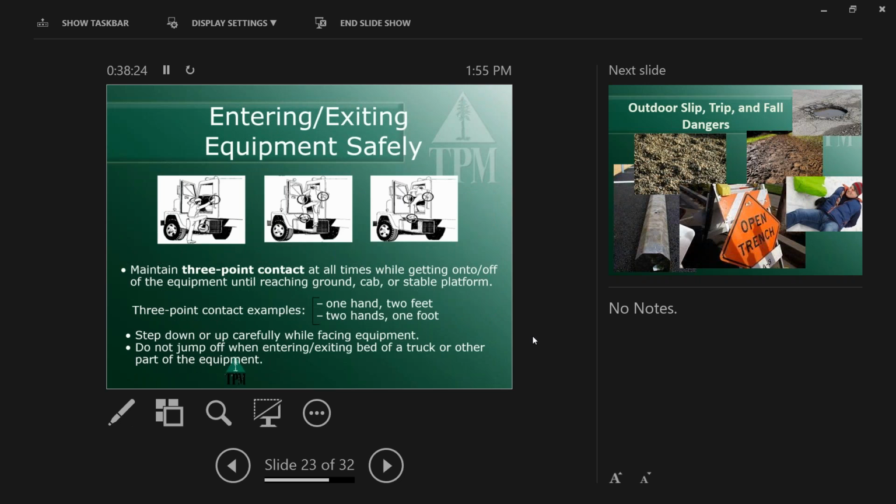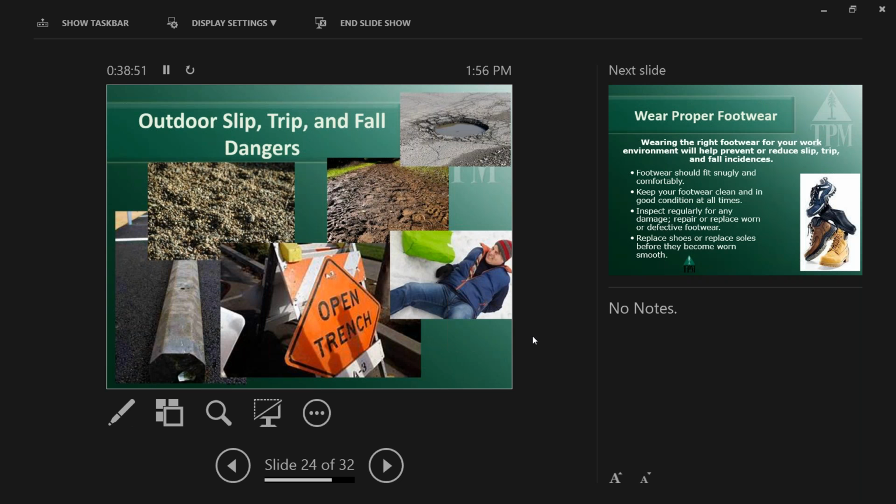We've got to get people to stop jumping out of cabs of trucks. And they'll get away with it for years. They'll go injury-free for years and years and years. But after they've been doing it for 20 years, they're going to jump out and you're going to have a back injury claim that's never going to go away. So same thing, 3 points of contact, climb up it and climb down it. We got to get people to quit jumping out of the cabs of trucks. That one's a really, really common one.